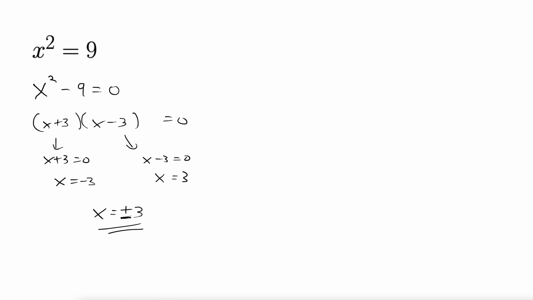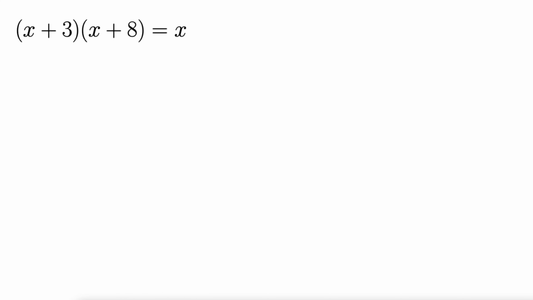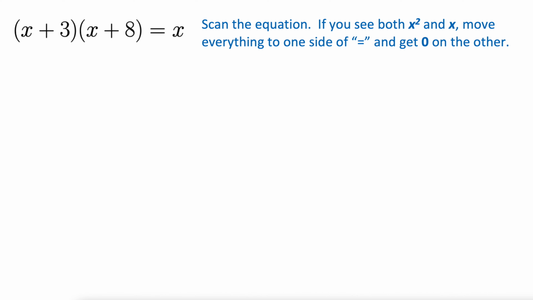Let's try another one. Here we have x plus 3, x plus 8 equals x. And this is the kind of thing that oftentimes shows up on exams because it requires us to do so many different things. It's a really good exam question. Let's take a look at that tip again. Scan the equation. If you see both an x squared and x, move everything to one side of the equals to get 0 on the other.